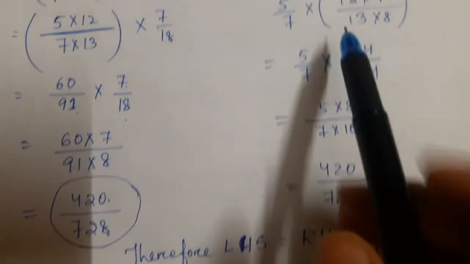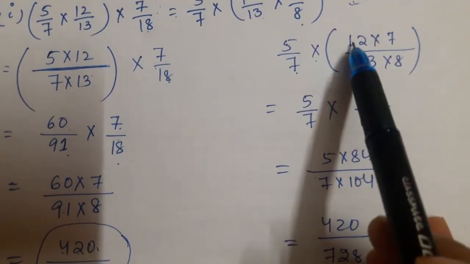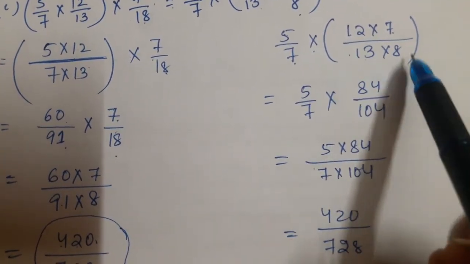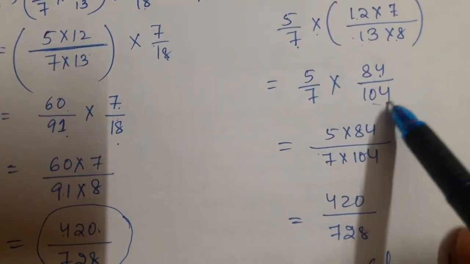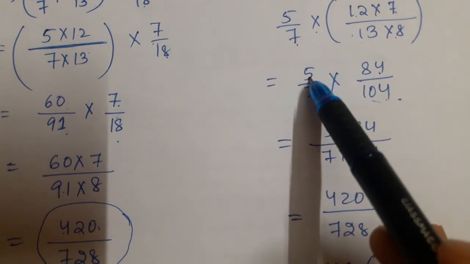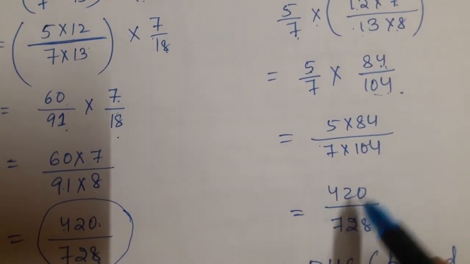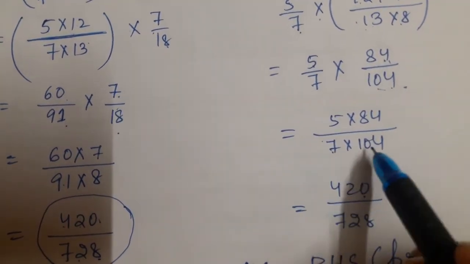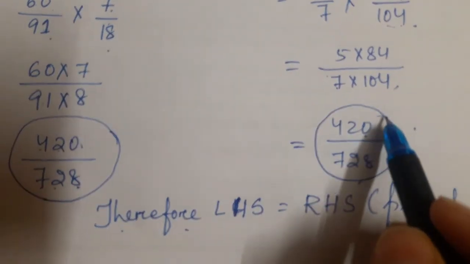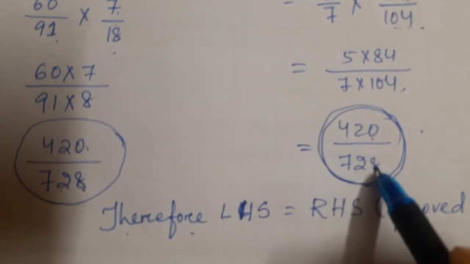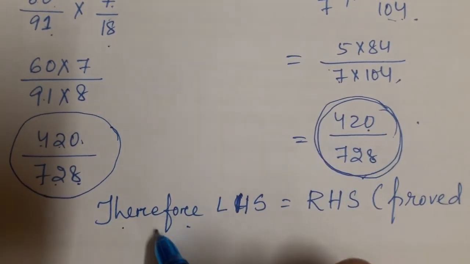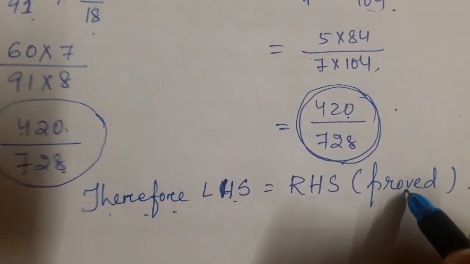Now we will do the RHS part, that is 5 by 7 into 12 into 7 by 13 into 8. 12 into 7 gives us 84, and 13 into 8 gives us 104. Again we will multiply 5 into 84. This will give us 420, and 7 into 104 gives us 728, therefore we get 420 by 728 as the RHS part. Therefore LHS equals RHS, proved.